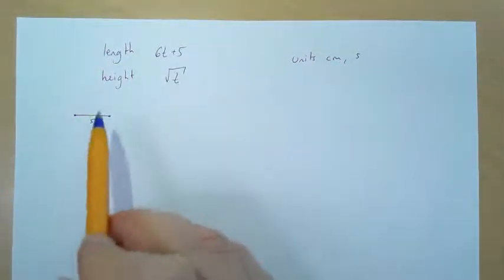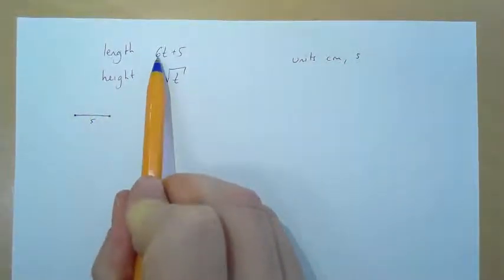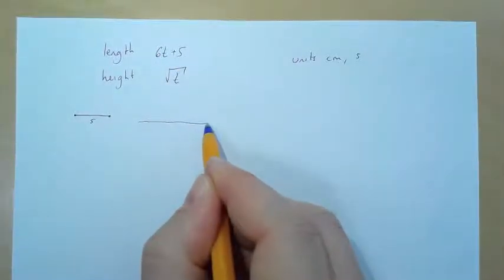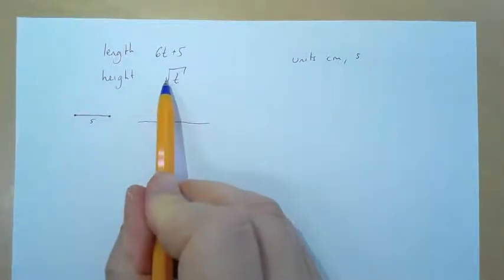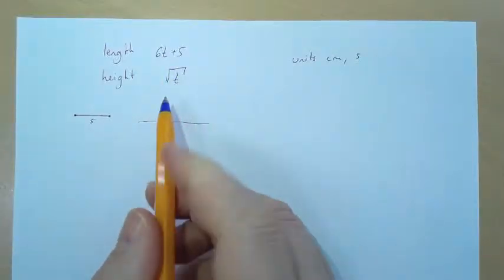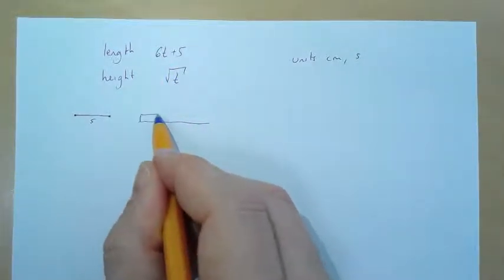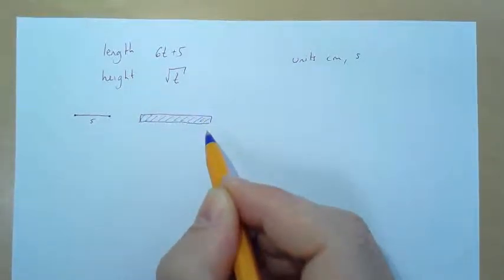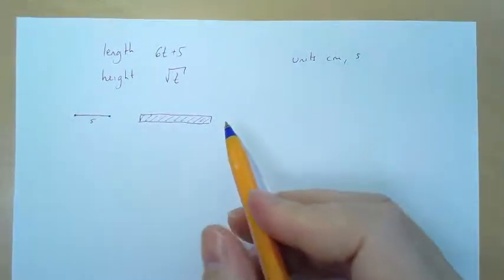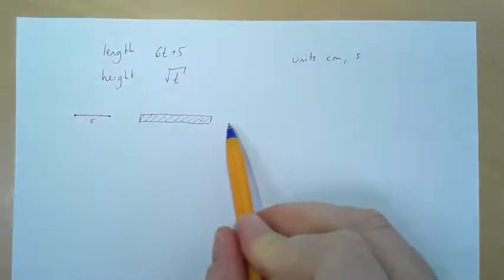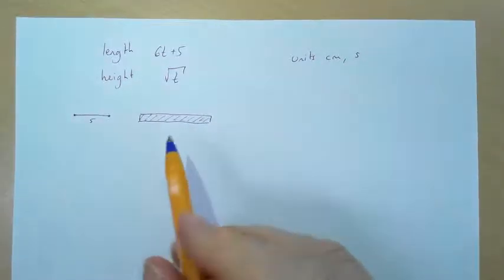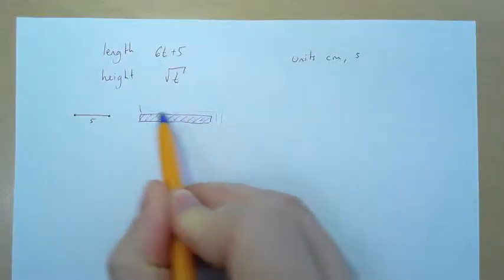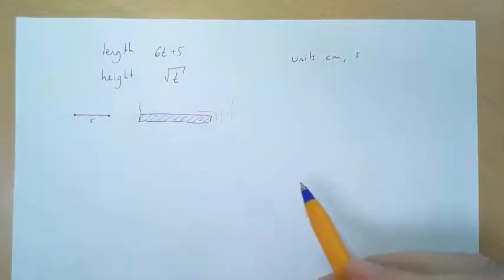1 second later, my rectangle has grown. It's 6 plus 5, so the length is now 11. And how high is it? It's high by the square root of 1, so it's 1 unit high. This is my rectangle. And this is the area. 11 times 1 equals 11. And the rectangle is growing. It's growing all the time. It's kind of eating space around it, getting bigger and bigger and bigger.